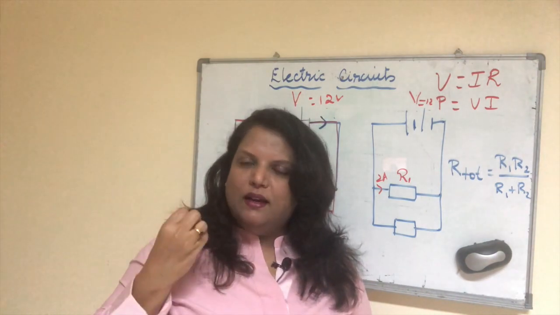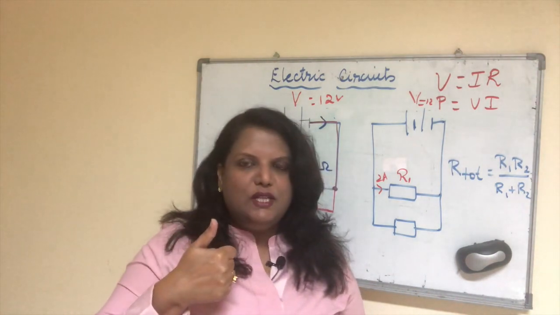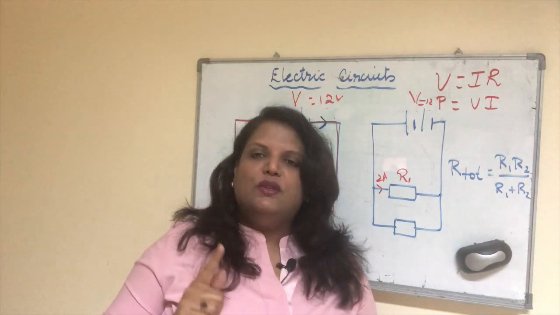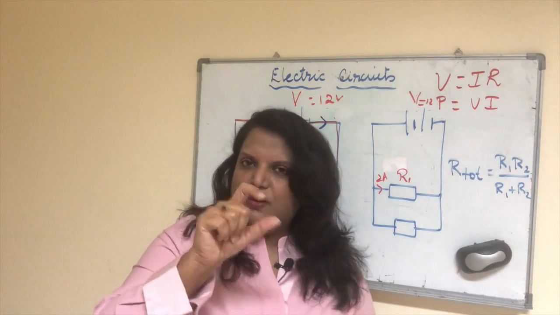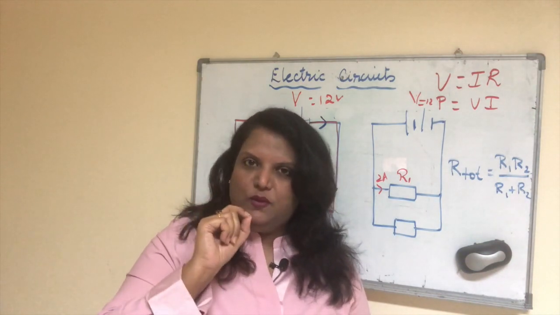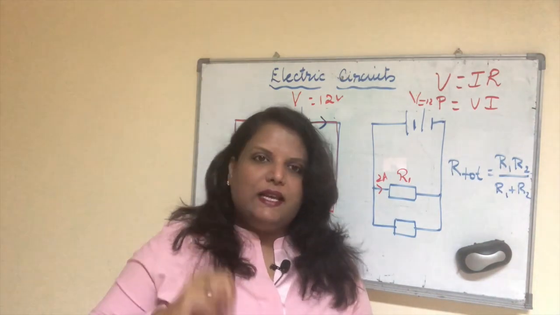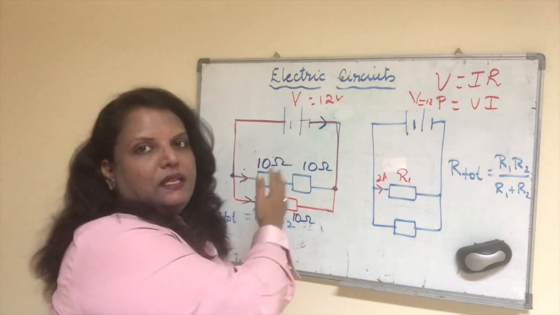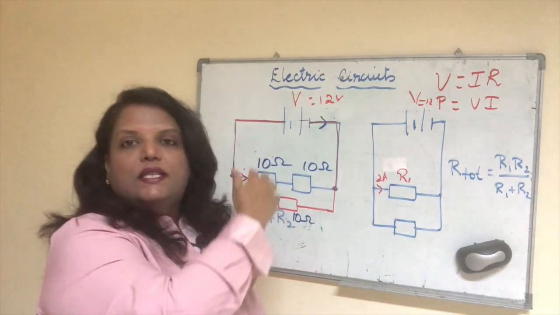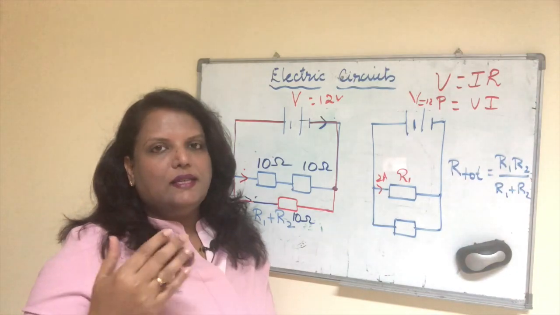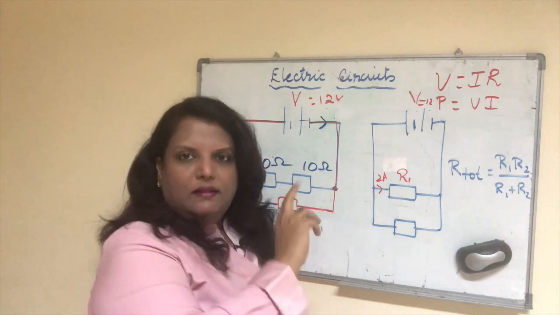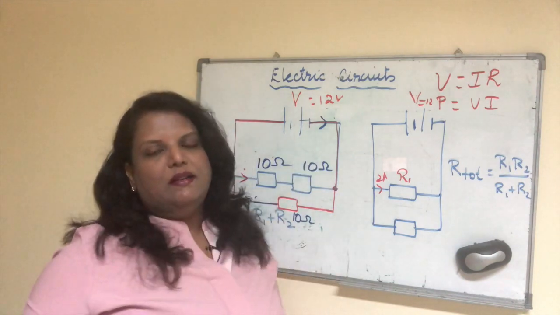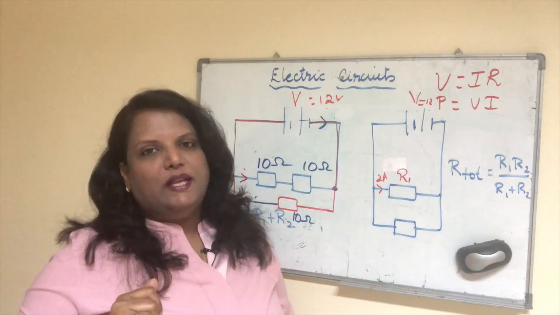Just a recap, I've given you 4 points to remember. First point, the V is equal to IR formula. Check that you're substituting the correct values for one component. Second, check if it is a series or a parallel circuit. In series, keep in mind the current is the same at every single point, and the voltage gets divided. In a parallel circuit, just the opposite. The voltage is the same across the components, and the current will get divided.